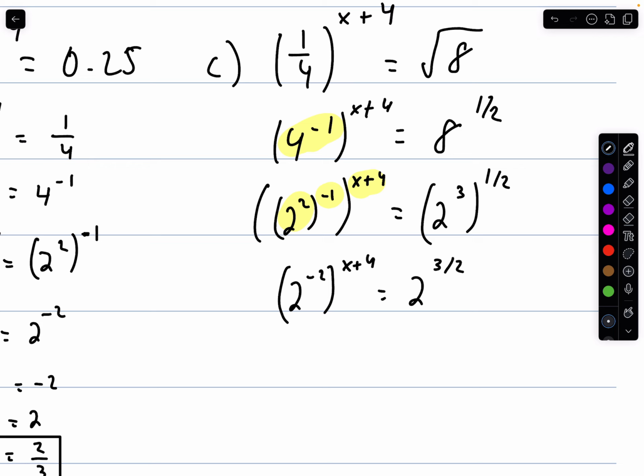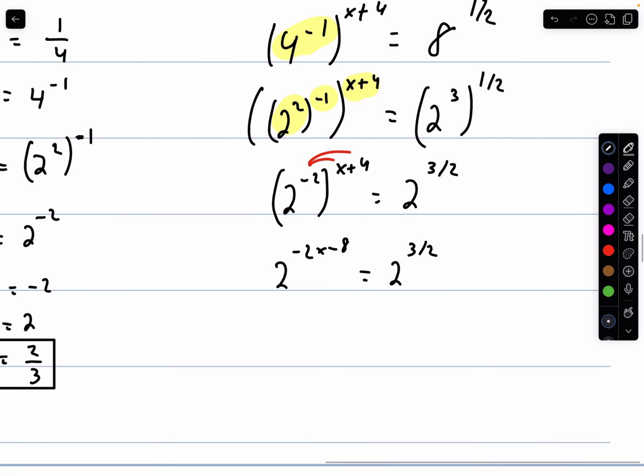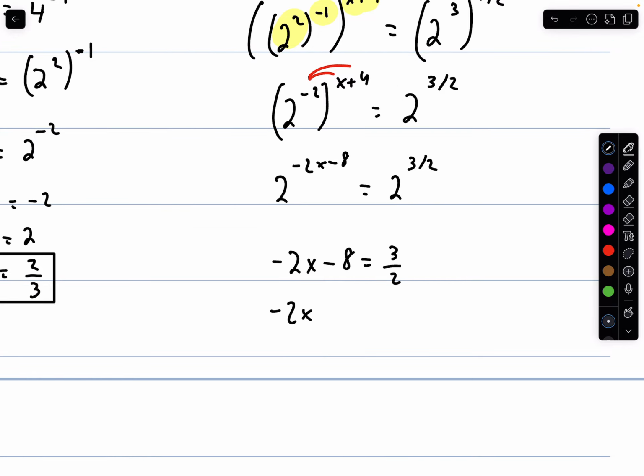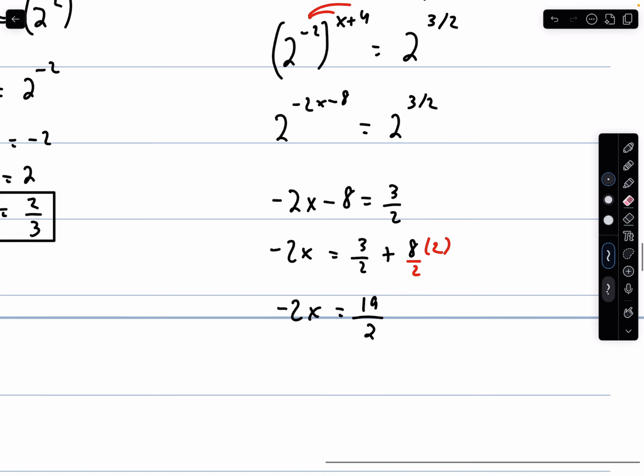Now I'm going to expand it out and say 2 to the negative 2x minus 8 is equal to 2 to the 3 over 2. Now that I have the same base, negative 2x minus 8 equals 3 over 2. Negative 2x equals 3 over 2 plus 8. Common denominator. Negative 2x is equal to 3 plus 16, which is 19 over 2. And then I bring the negative 2 to the denominator, so I get 19 over negative 4.